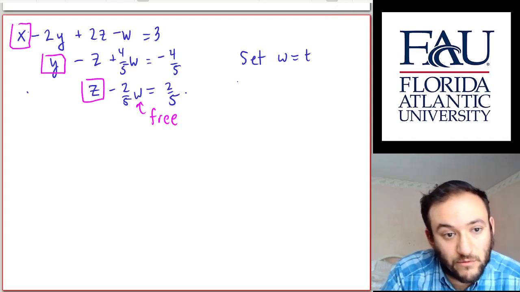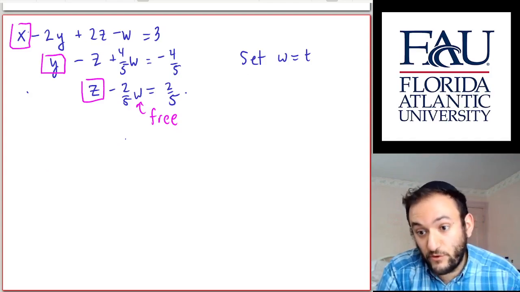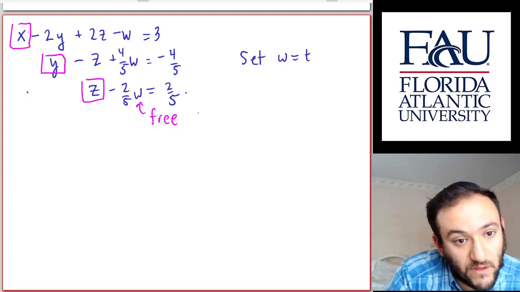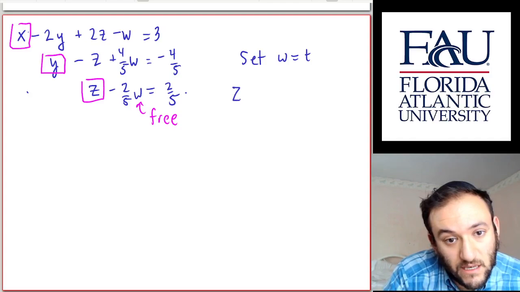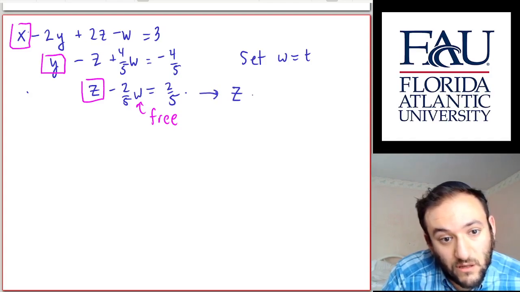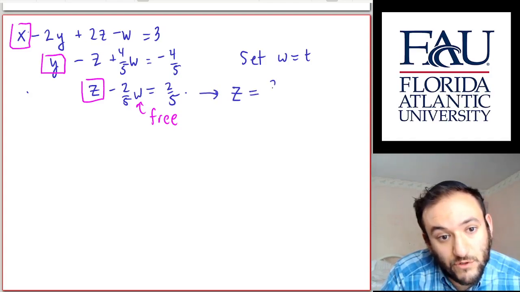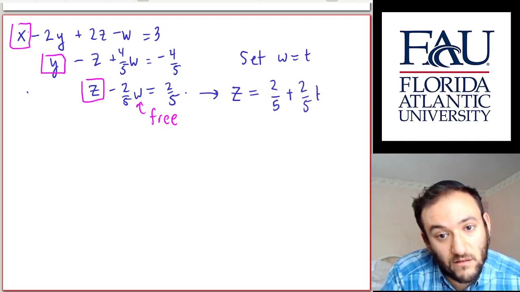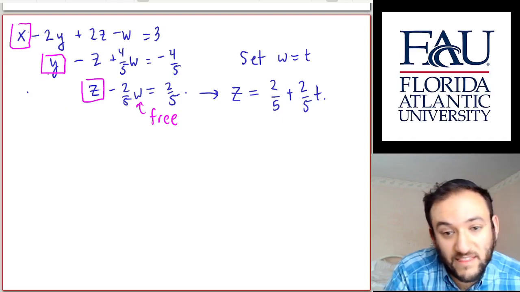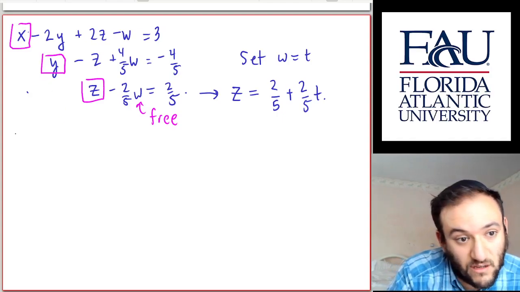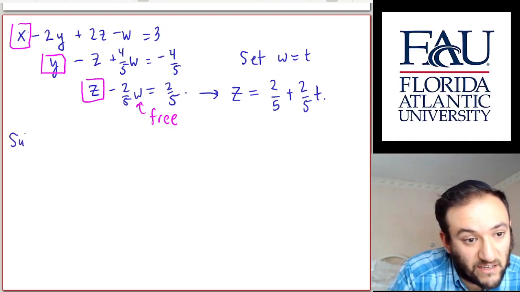So plugging in w equals t, I can solve for each of the free variables. So we have z is now going to be equal to 2/5 plus 2/5 t. Okay, now if I plug that into the second equation, so let's sub that into 2.